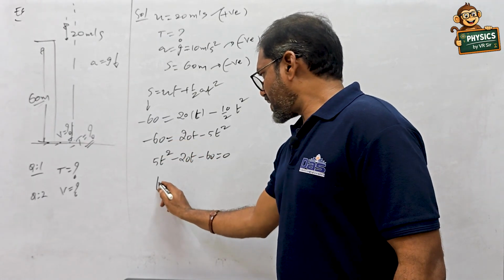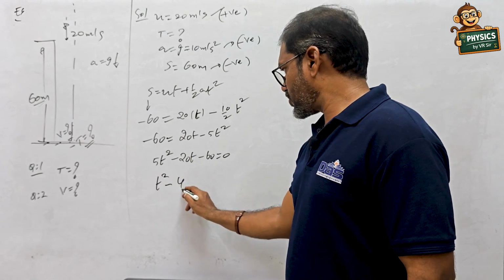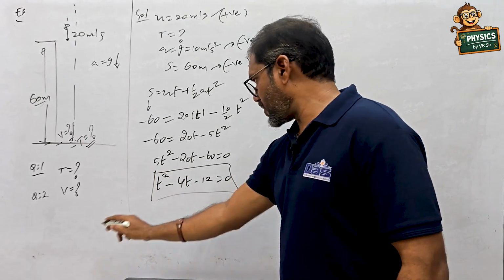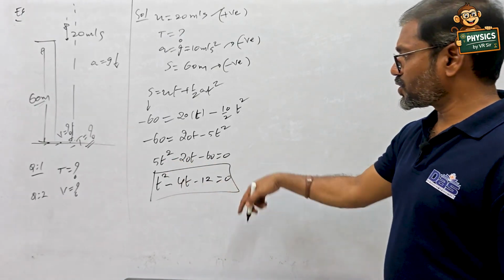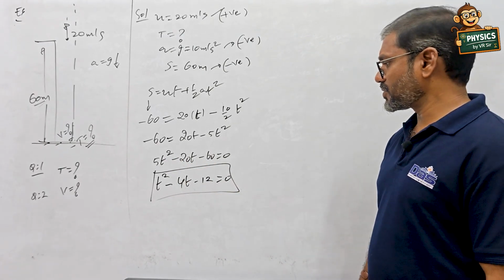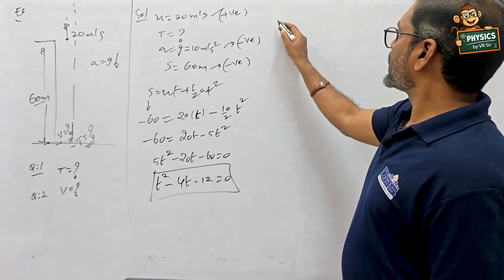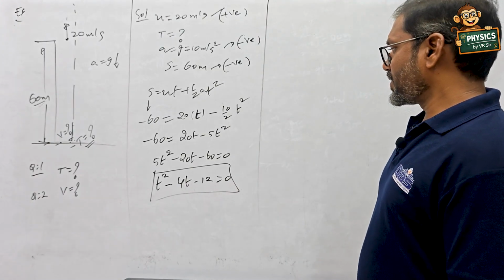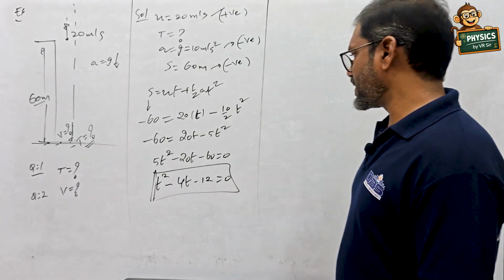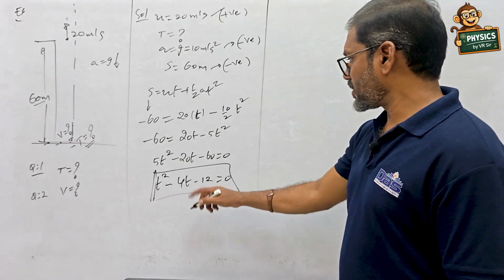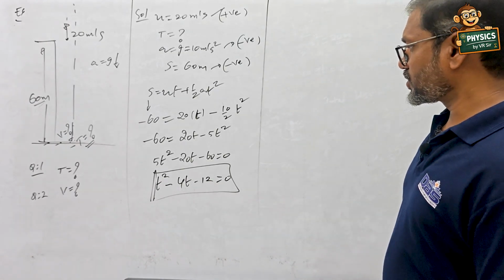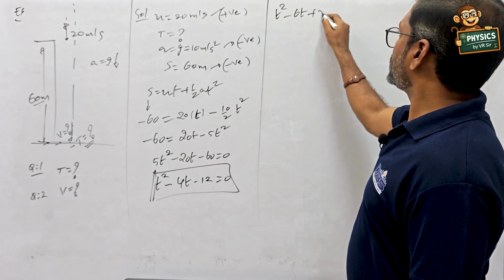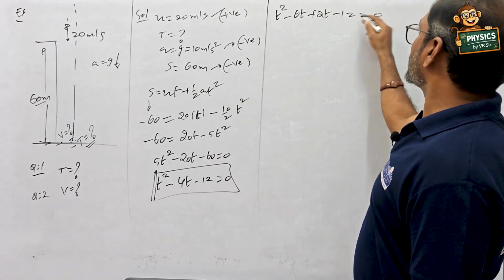We take 5 common, t square minus 4t minus 12 is equivalent to 0, and 0 by 5 will give you 0. And this you should solve. Now how can we do this? How can we split into factors? 6 twos are 12, right? Yeah, let's check. t square minus 6t plus 2t minus 12 is equivalent to 0.